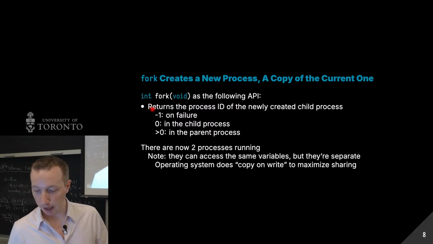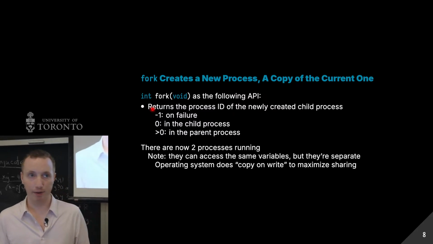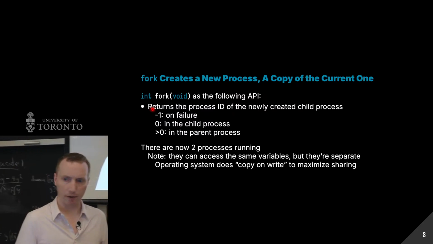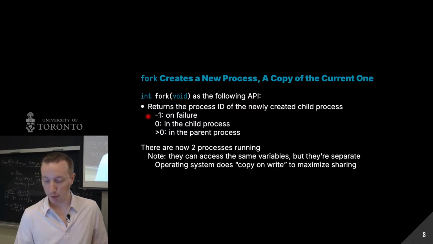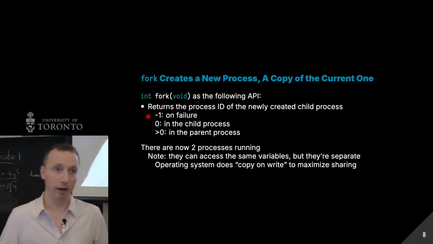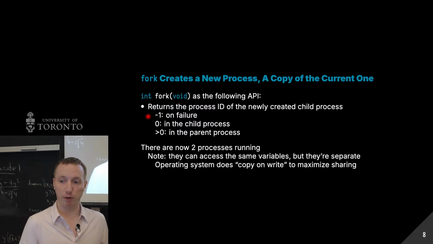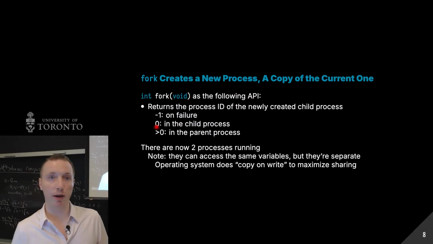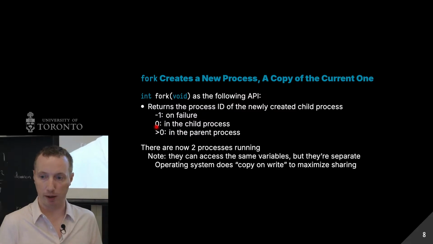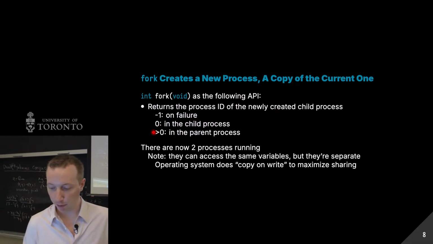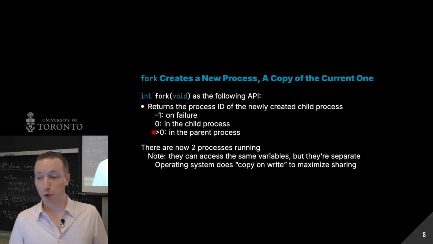So it has the following return values. It returns -1 if it failed, in which case we did not create a new child, and something really bad is happening on our machine if we can't create a new process. Then it will return 0 in the child process, and in the parent process, whoever did the original fork call, it will return a number greater than 0, and that number represents the process ID of the newly created process.